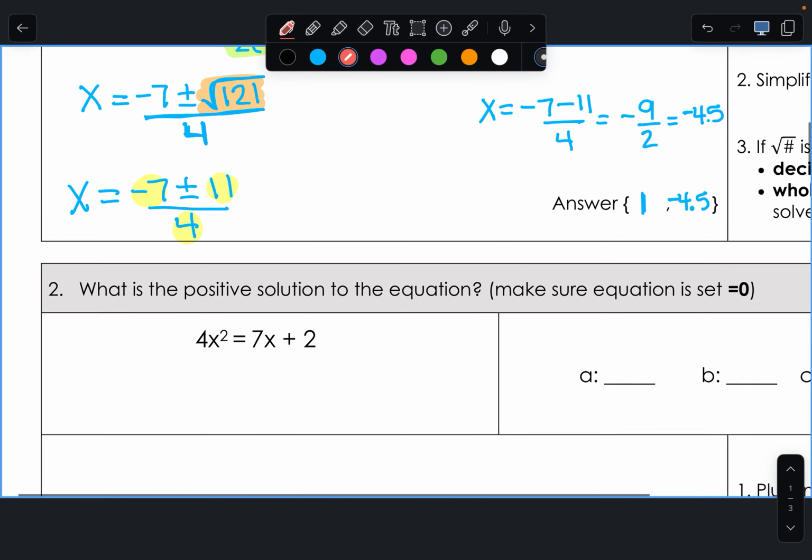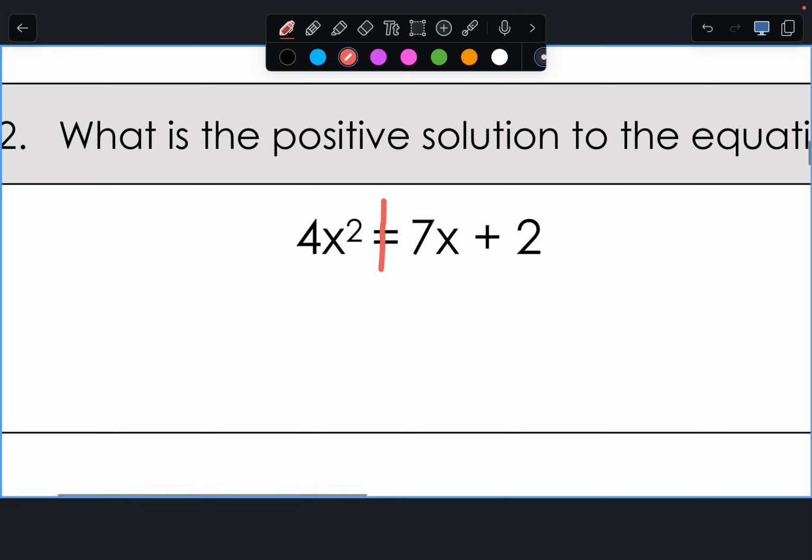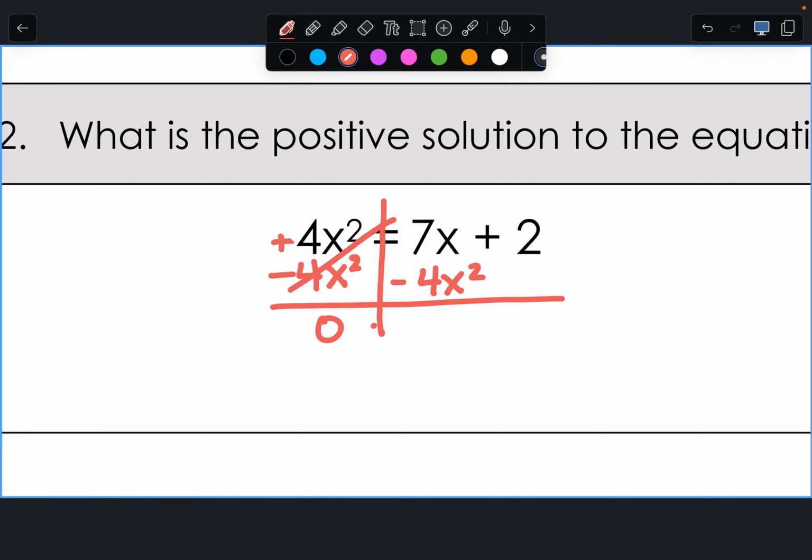Okay? Number 2, what is the positive solution to this equation? Once again, make sure your equation is set to 0. So are all my terms on the same side of the equal sign? No, so I must move all of them to the same side. Which one do you want to move? Do you want to move 7x and 2, or do you just want to move the 4x over? Just the 4x? Okay, so 4x squared is positive, you subtract. Minus 4x squared. So you get 0 equals negative 4x squared plus 7x plus 2.